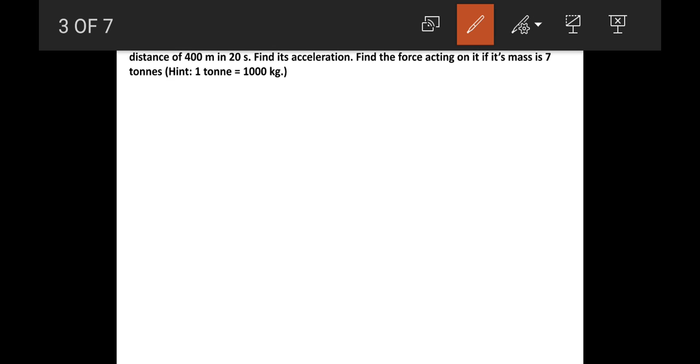I will write the given quantities. So a truck is starting from rest, that means your u is 0. Now the distance covered, that means your s is 400 meter and time is 20 seconds.